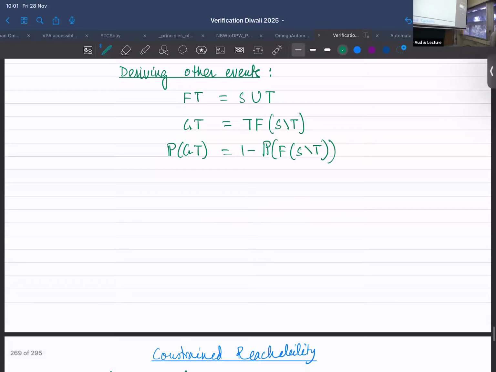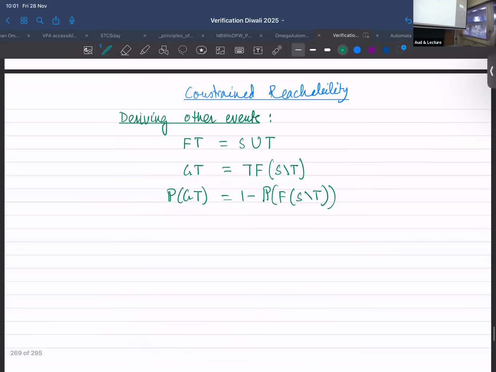Now we are talking about some formulas here, and we will look at this logic called PCTL, probabilistic computation tree logic. We'll see how it is related to CTL and how it is different from CTL.